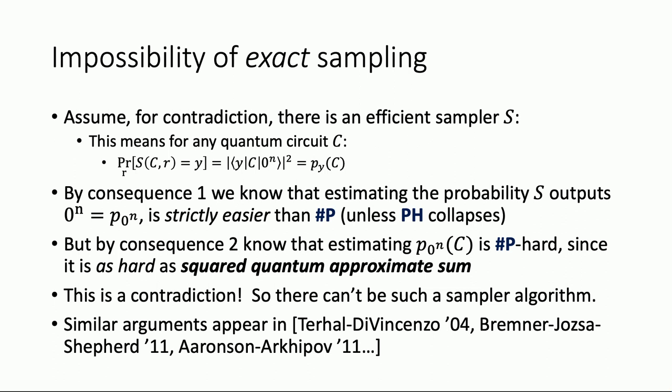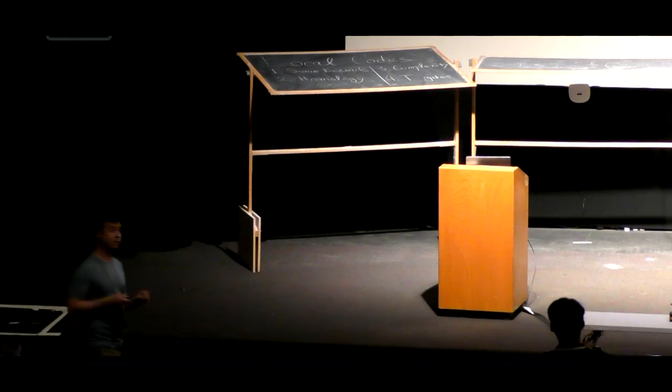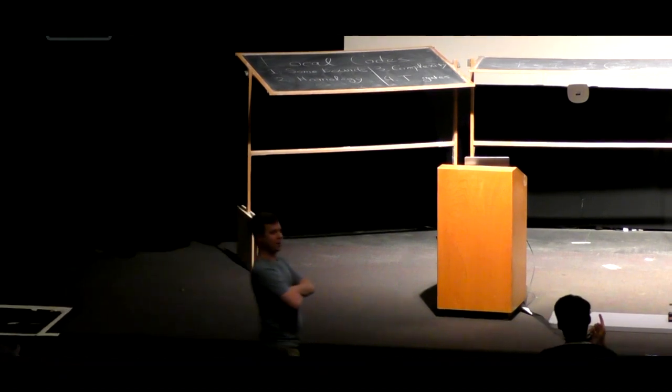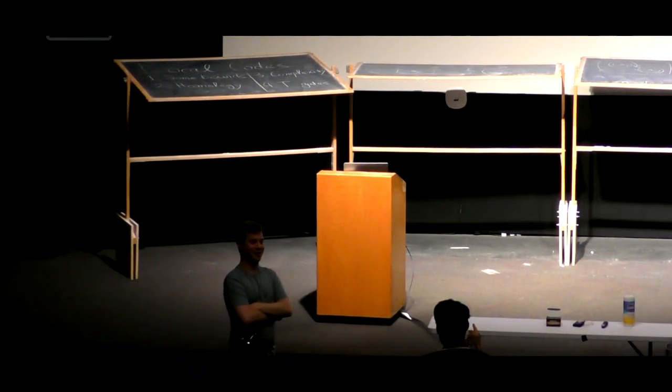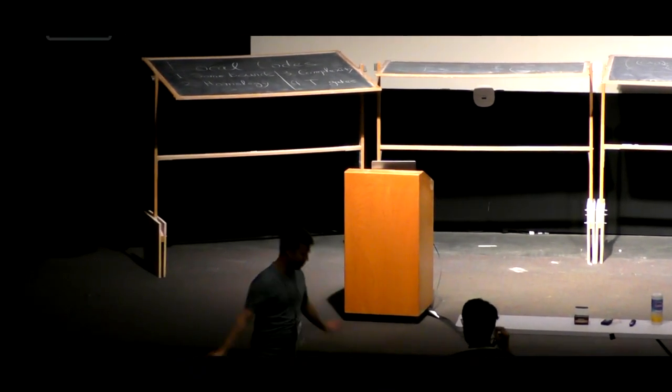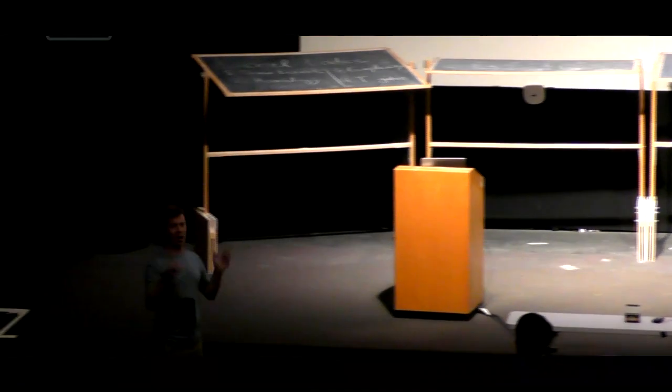Can I take any questions before I go on to more advanced material? Isn't consequence one about the classical approximate sum problem? That's right. And consequence two about the quantum? Precisely. Let's talk about how this proof works.